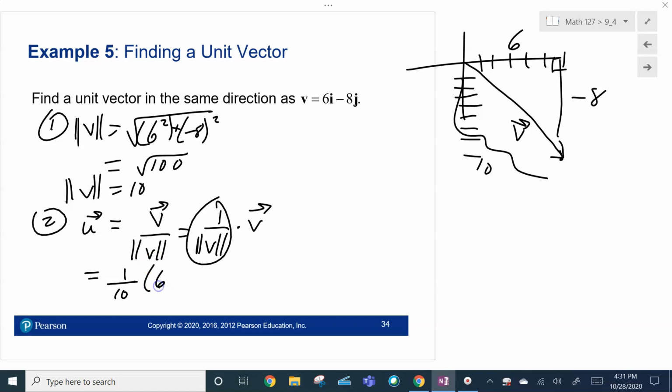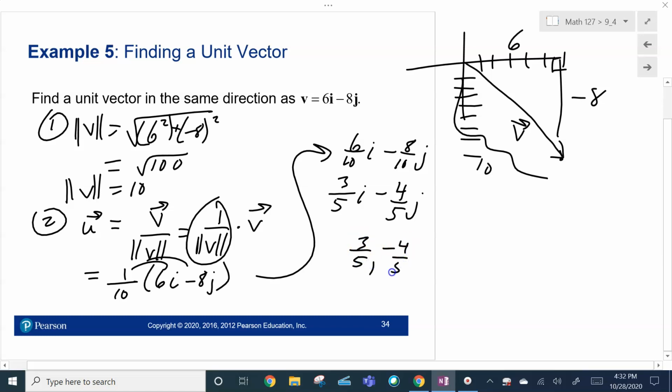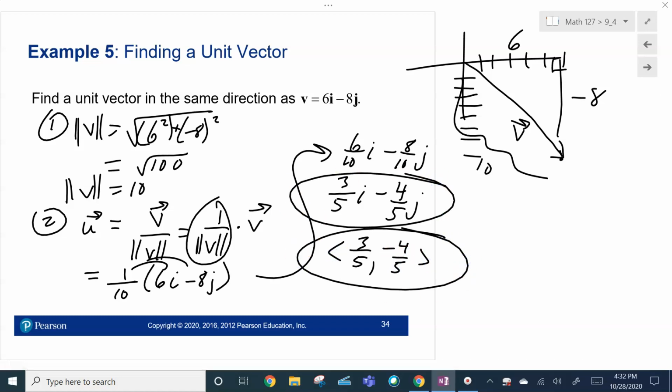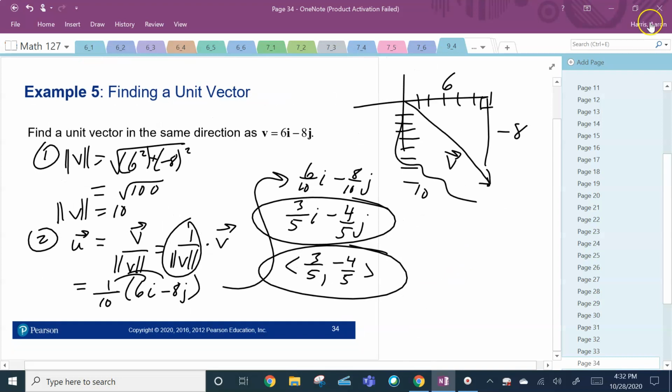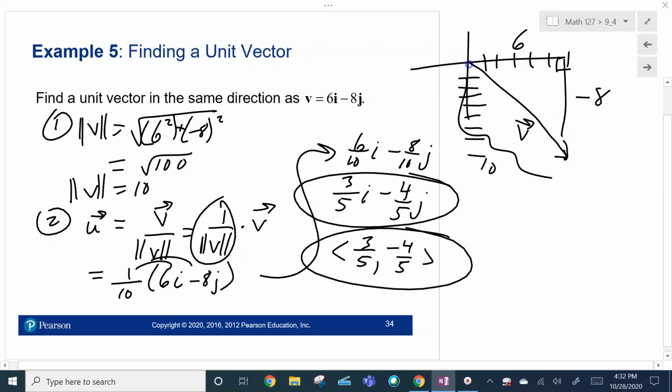Well, vector v is 6i minus 8j. Then we distribute that, so we got 6/10 i minus 8/10 j. So I got 3/5 i minus 4/5 j. In other words, 3/5 is horizontal component, negative 4/5 is the vertical component on that. So that or that. That's our unit vector. Let me draw what that unit vector looks like. So it goes 3/5 to the right, down 4/5, so it's like right here.